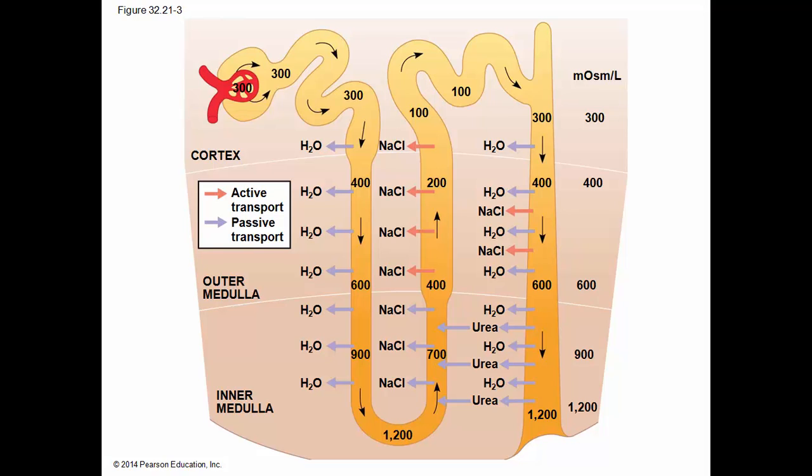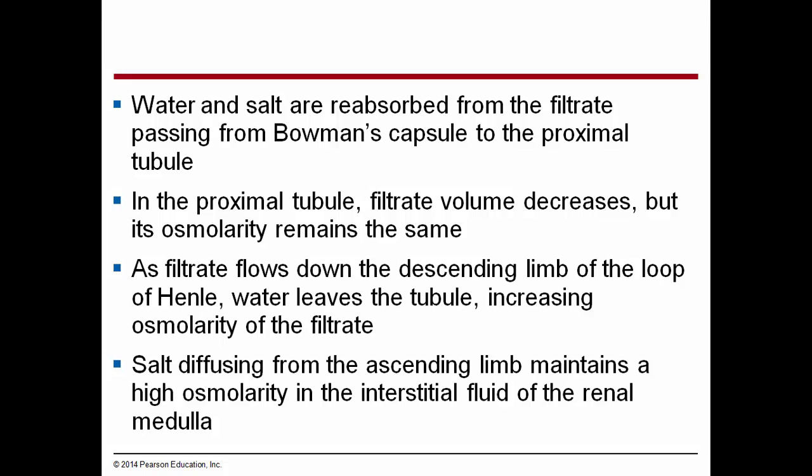Such a system, which expends energy to create a concentration gradient, is called a countercurrent multiplier system. Water and salt are reabsorbed from the filtrate, passing from the Bowman's capsule to the proximal tubule. In the proximal tubule, filtrate volume decreases, but osmolarity remains the same. As the filtrate flows down the descending limb of the loop of Henle, water leaves the tubule, increasing the osmolarity of the filtrate, and salt diffusing from the ascending limb maintains a high osmolarity in the interstitial fluid of the renal medulla.